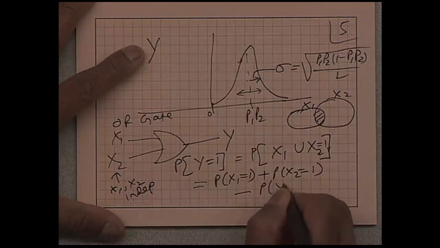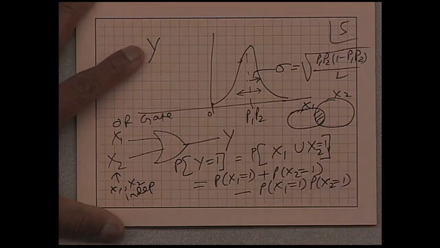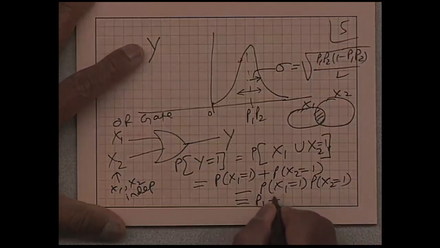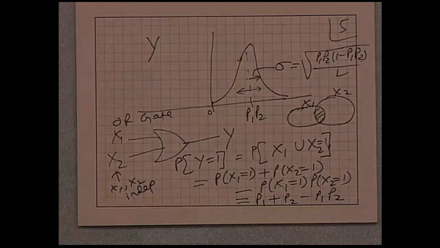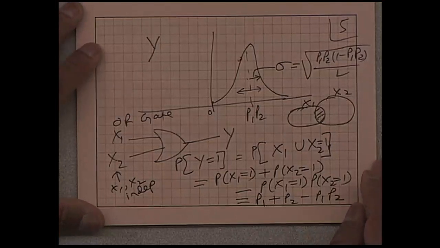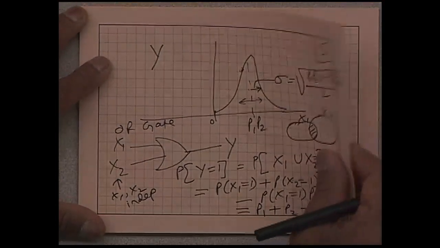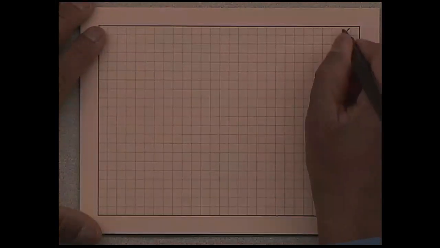Then I can write that probability of x1 equal to 1 times probability x2 equal to 1. So the OR gate is really going to compute P1 plus P2 minus P1 P2, again in the expected sense. So it won't compute exactly that, it will compute that in the expected sense. So now we are getting a feel of how some computations can be carried out by these simple gates.